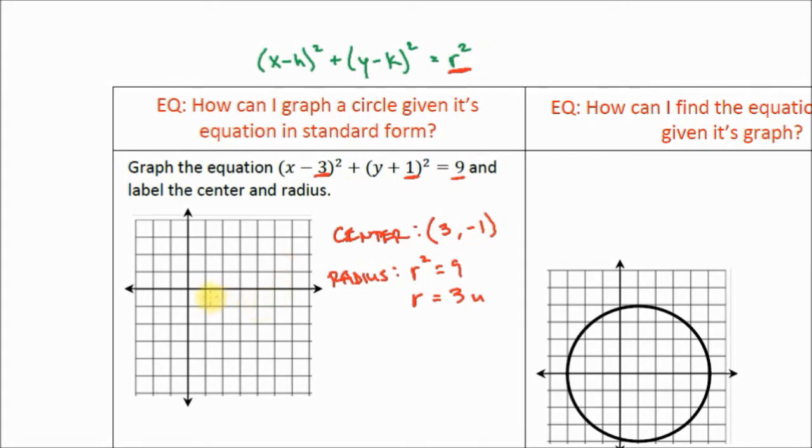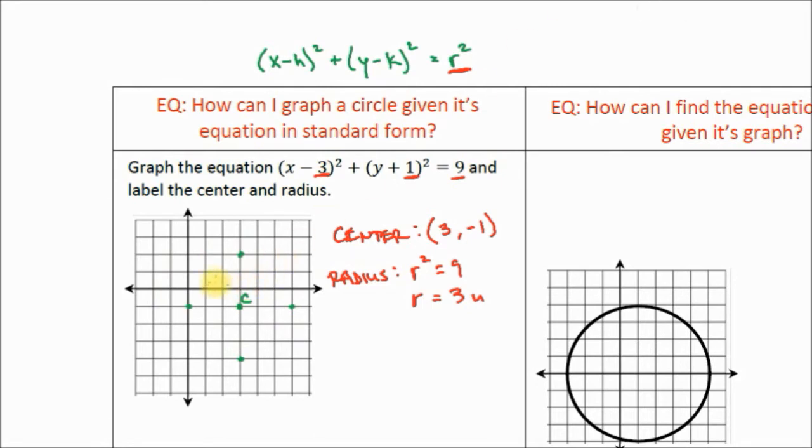Let's go ahead and plot this. So 1, 2, 3, negative 1. I will always label that as C, so I know that's my center. And then I've got a radius of 3 units. So we count 1, 2, 3 to the right, 1, 2, 3 to the left, 1, 2, 3 up, 1, 2, 3 down. And then, class, at this point, do your best to sketch as close to the shape of a circle as you can.